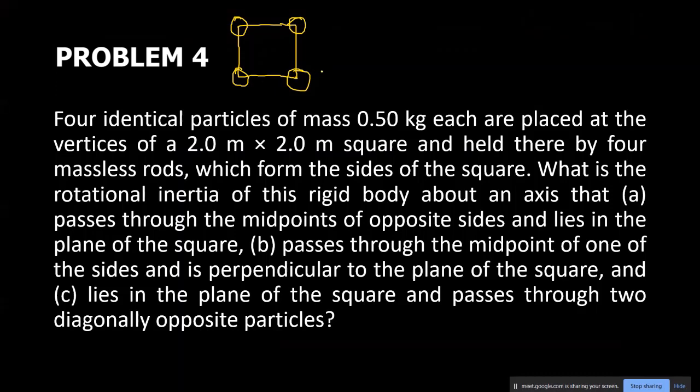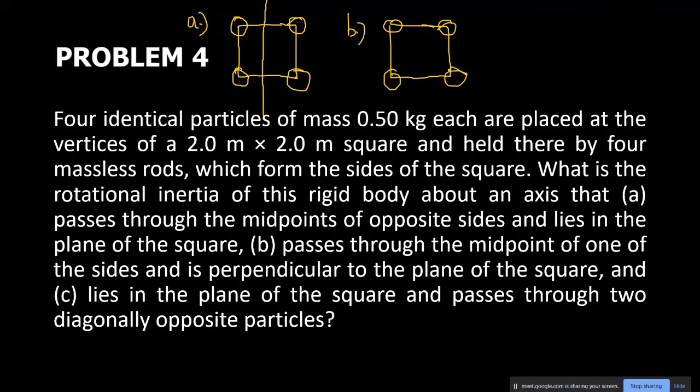What is the rotational inertia of the rigid body about the axis that passes through the midpoints of opposite sides? So, for example, here is the opposite side. The axis passes through the midpoints. And we know that the midpoints of a square are here. So, this is for letter A. For letter B, with the same drawing, only the axis of rotation will be different.